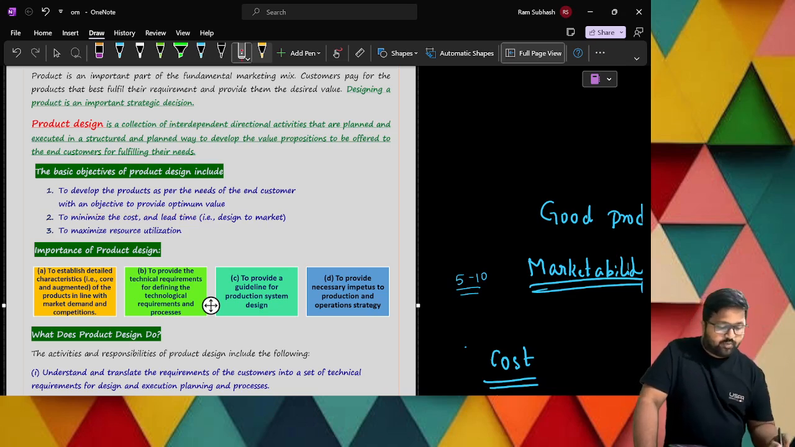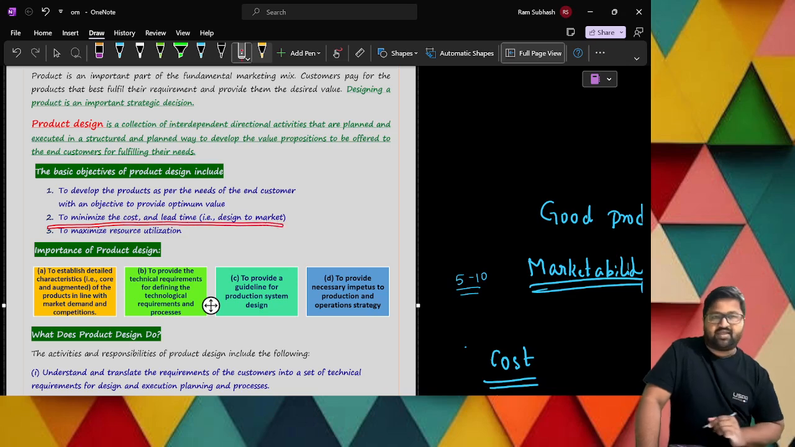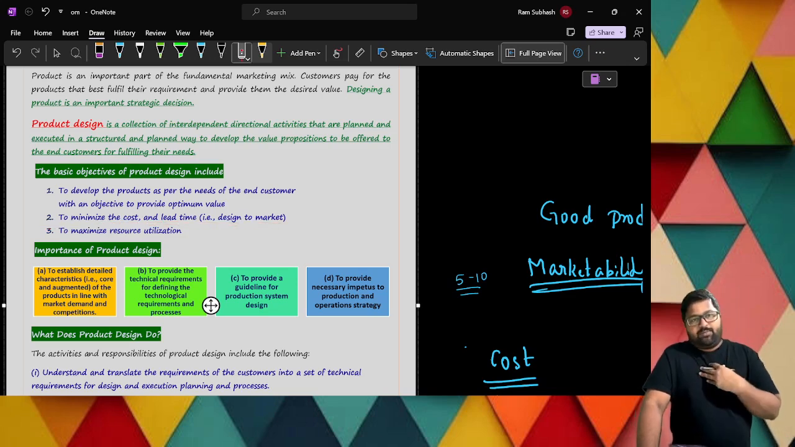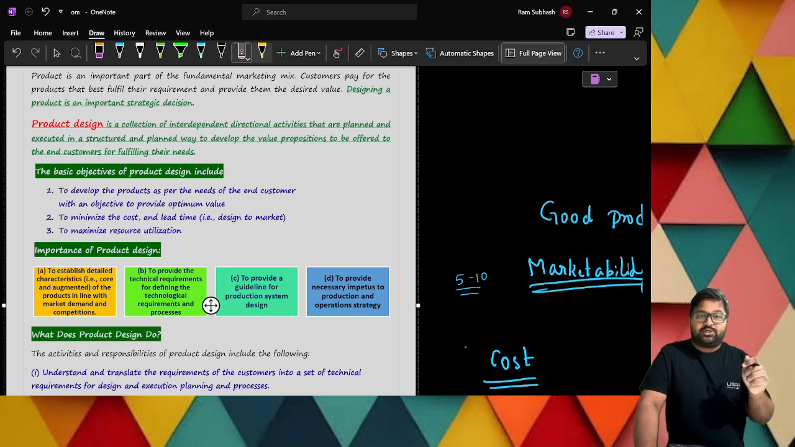Next one, to minimize the cost and lead time. From the company's point of view, the cost should be minimum, and from the customer's point of view, the price quoted should be such that he is willing to pay for it.